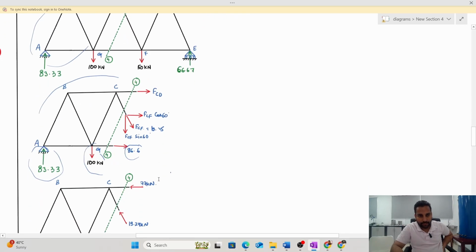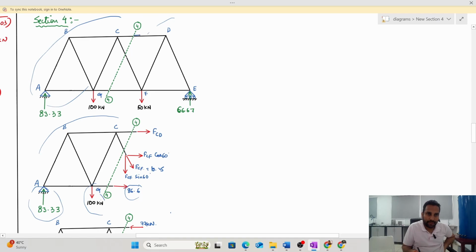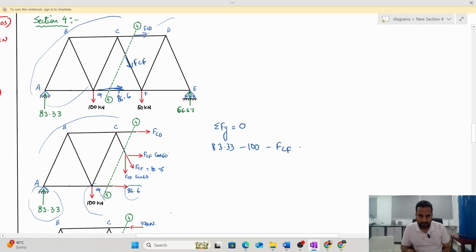So if I evaluate this side, what do I have here? 83.33, I have 100 and I have FCD. This FCD we don't know. I don't know what this FCF is also, and I do know here the force is 86.6, just now we have found out FGF. So I can do again summation of forces in y direction equals to 0. So what all I have in y direction, 83.33 negative 100 negative FCF sine 60 is equals to 0.